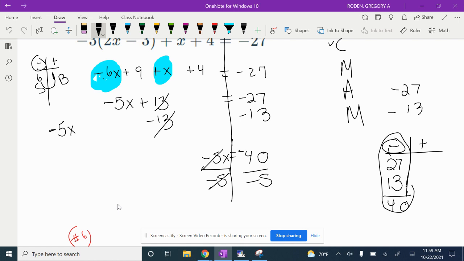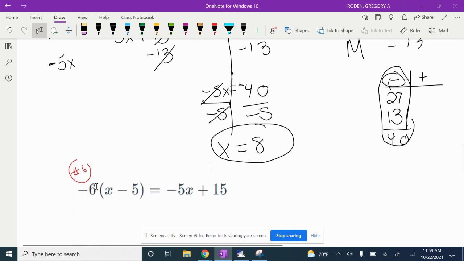Those negative 5s cancel. So x equals, what's a negative divided by a negative? A negative divided by a negative is a positive. And 40 divided by 5 is 8. So the answer is x equals positive 8. So if you got a positive 8, go ahead and give Mr. Roden a thumbs up. Sound good? All right.